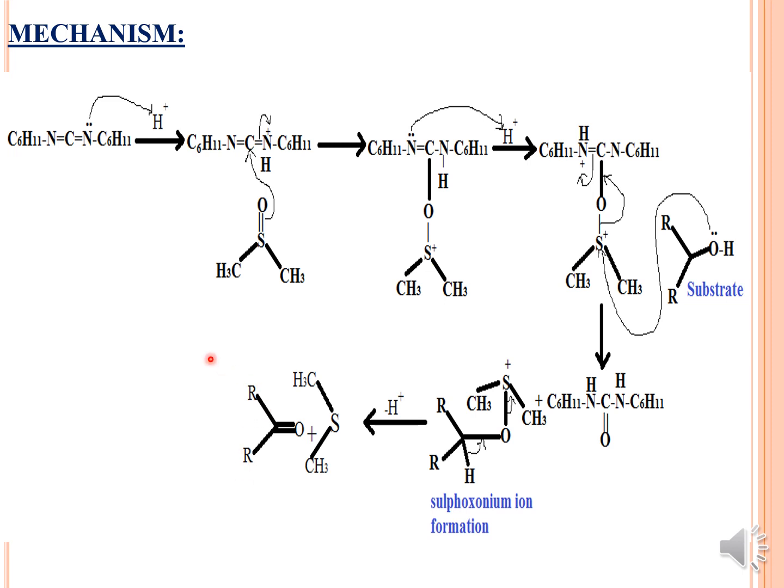Alright, so first you take the DCC, and then you activate your nitrogen atom, and then you attack the DMSO. Once you attack the DMSO, there is a generation of your sulfoxonium ion over here, and then you attack the substrate molecule. Once you attack the substrate molecule, there is a cleavage of your dicyclohexyl urea, and once one of the moieties is cleaved, with the whole of the reaction, there is a cleavage of your dimethyl sulfide in the formation of your ketone, the carbonyl compound.